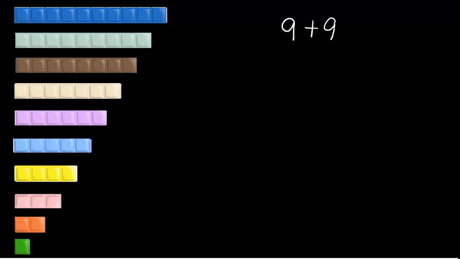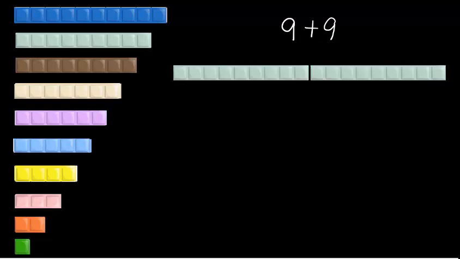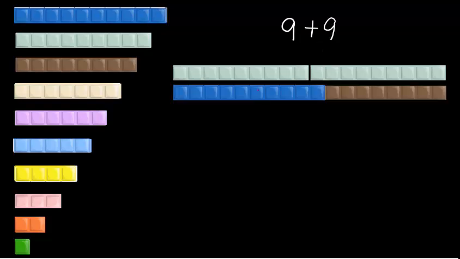9 plus 9. We have a 9 and a 9. If this side takes 1, then we have now a 10 and an 8. So 10 and 8 is 18. 9 plus 9 is 18. And this is a double. We'll call them doubles because we have the same addend twice. 9 plus 9 is 9 plus itself. 9 plus 9 is 18. And if we switch this for the commutative property, we'd have the exact same thing.